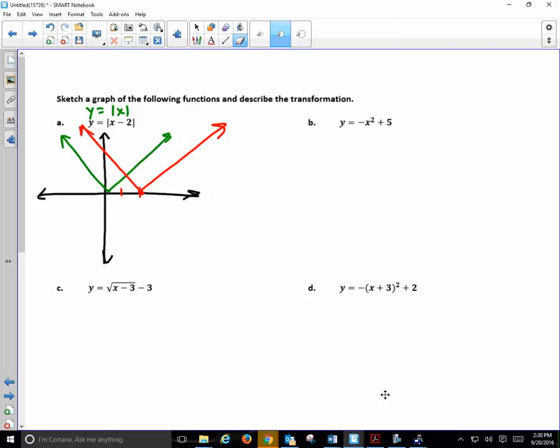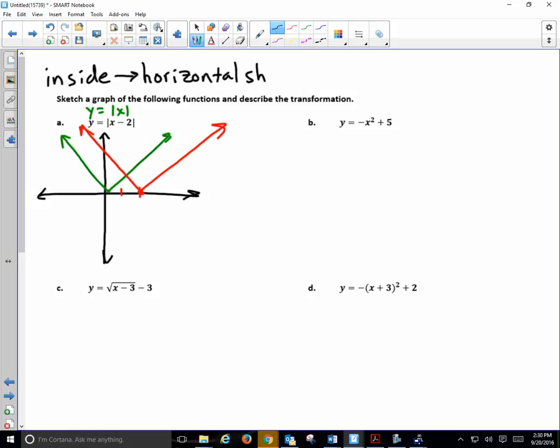Here's what's important to remember. You can write this down up above. Inside is a horizontal shift. Outside is a vertical shift.